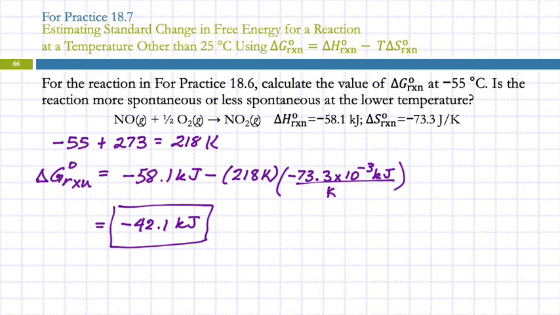Okay, so at 25 degrees, it was minus 36. At negative 55, it's negative 42. Is it more spontaneous at the lower temperature? Yes. The more negative it is, the more spontaneous it is. As it gets closer to 0, it's less spontaneous. It goes past 0, now it's non-spontaneous. So more spontaneous at low temperatures.